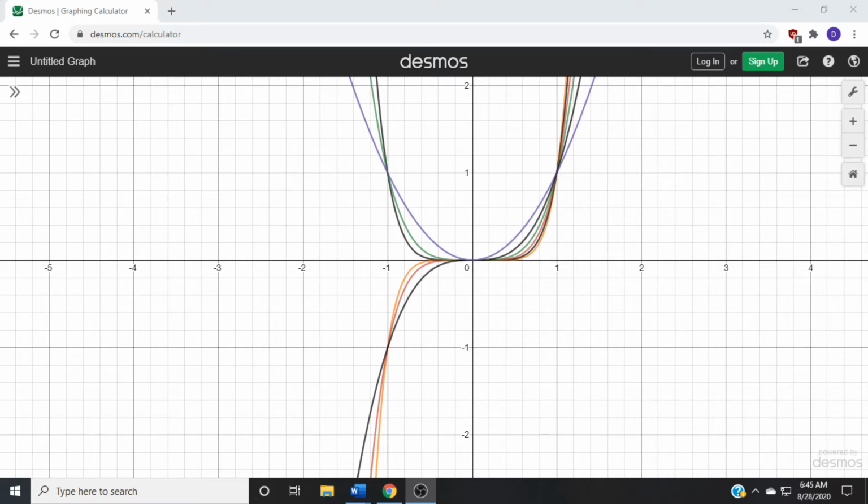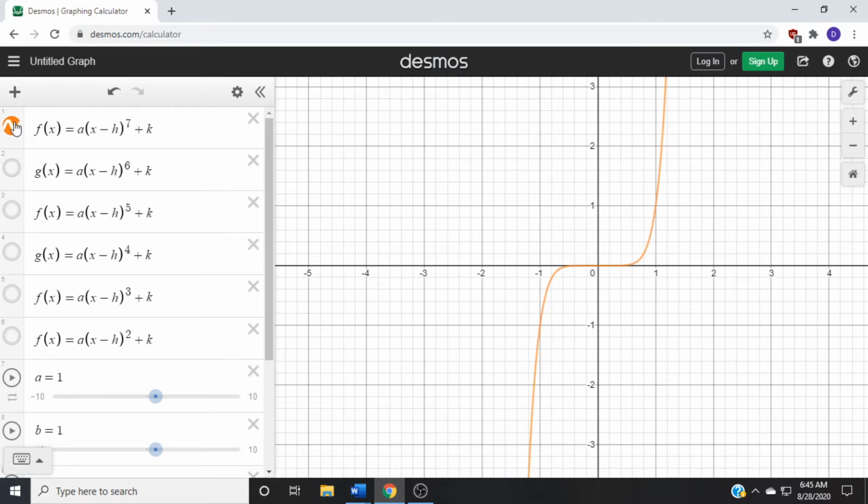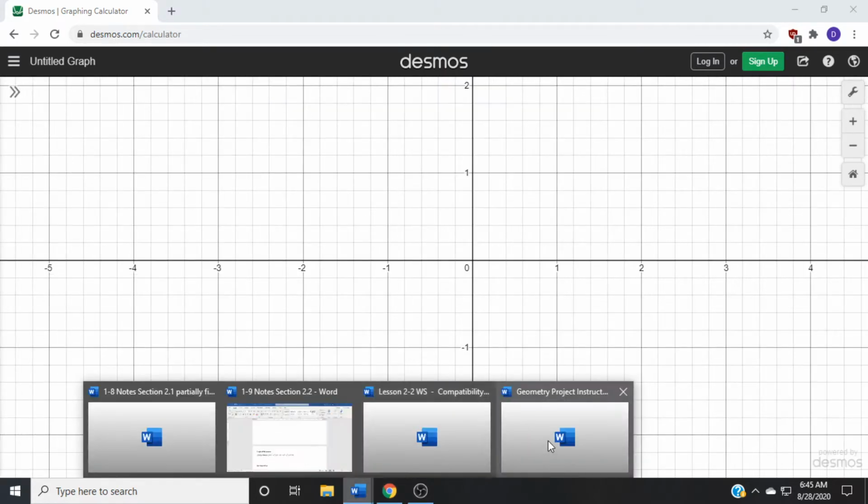We're going to be discussing polynomial functions of higher degree. As you can see on this graph right here, we're dealing with just a few. So x squared, x cubed, x to the fourth, x to the fifth, x to the sixth, and x to the seventh. And we'll talk about each of these and their graphing properties later.